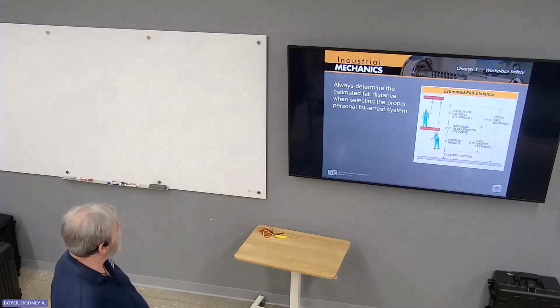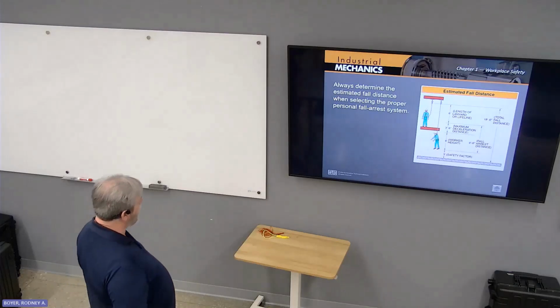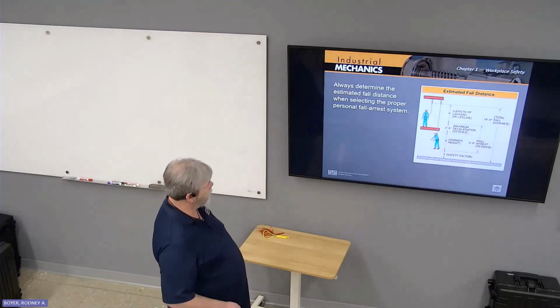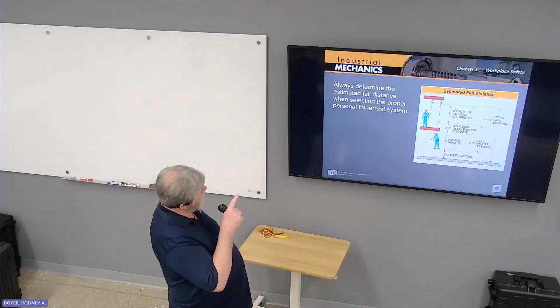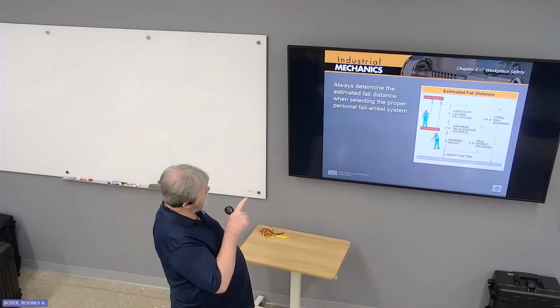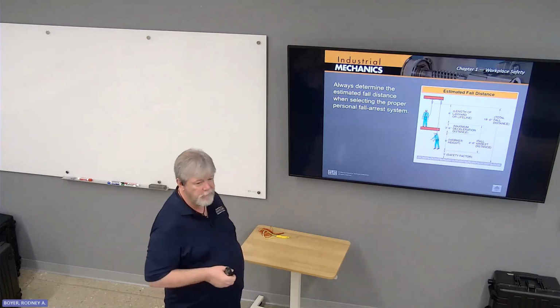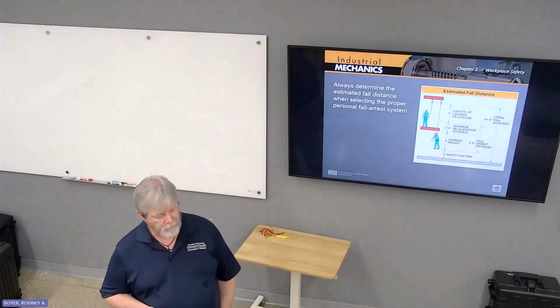We always determine the estimated fall distance when selecting the proper personal fall arrest system. You have the length of your lanyard, maximum deceleration distance, how tall you are, and then a safety factor. Okay.